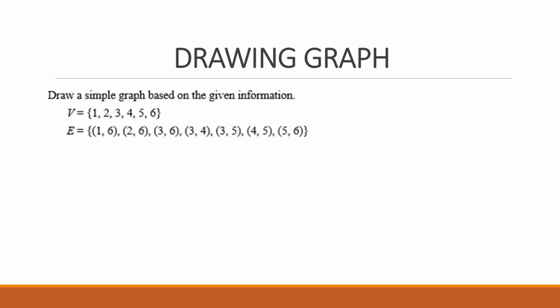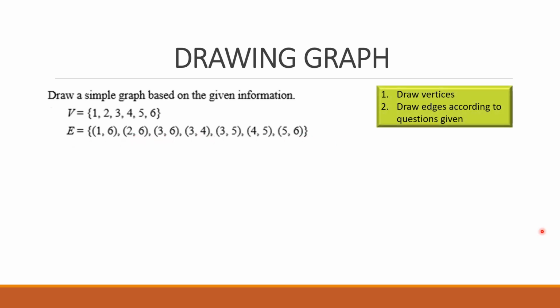Okay, so now let's check how we are going to draw a graph based on the given information. So from this first example, we have to draw a simple graph. The information given is V, which is the vertices, 1, 2, 3, 4, 5, and 6. And then E is given, the edges that connect the vertices. Alright, so the tip in drawing the graph is, the first thing is to draw the vertices, and then you draw the edges. So I draw the vertices first, randomly putting the vertices 1, 2, 3, 4, 5, and 6, and then draw the edges according to the question.